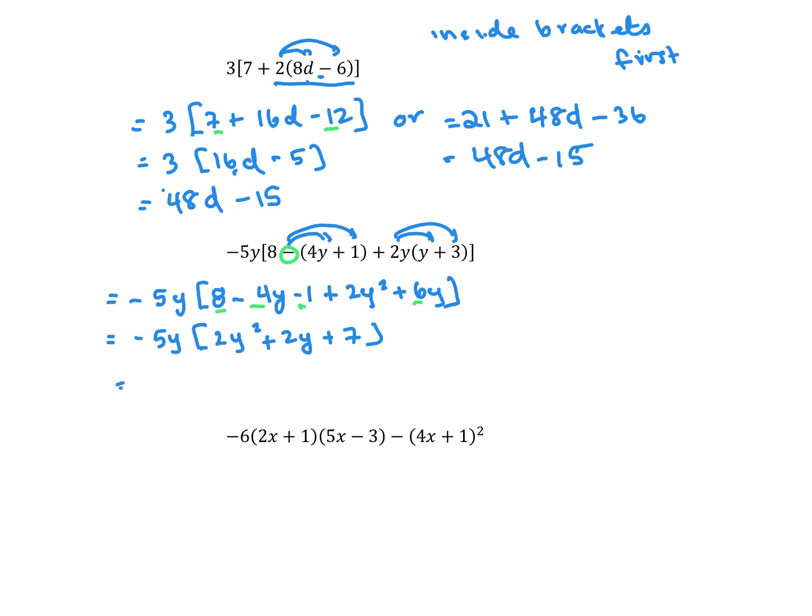So I have negative 5 times 2 is negative 10. I have y times y squared, so there's y cubed. I've got negative 5 times positive 2y is negative 10y. And I have negative 5y times 7 is negative 35y. So by collecting like terms on the inside bracket and then expanding, I didn't really need to collect like terms at the end. Or you can expand the square brackets and then collect like terms. You'll end up with the same answer.